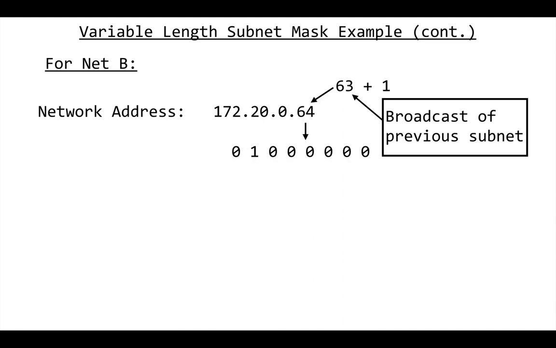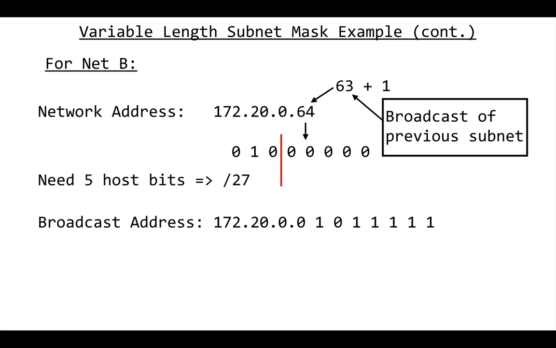Now then, if we convert the 64 into binary, we have this value. We needed 5 host bits, which means it's a /27. So a /27 is going to be divided where the red line is on the screen. To figure out the broadcast address, what we need to do is keep the 010 because that's part of the network address, and the last 5 bits need to be set to all ones. Once we do that and convert that back to decimal dotted notation, we get 172.20.0.95. So that is the broadcast address for network B.